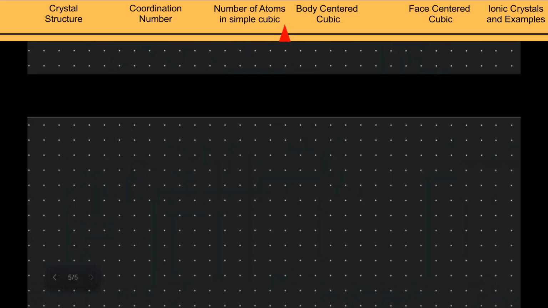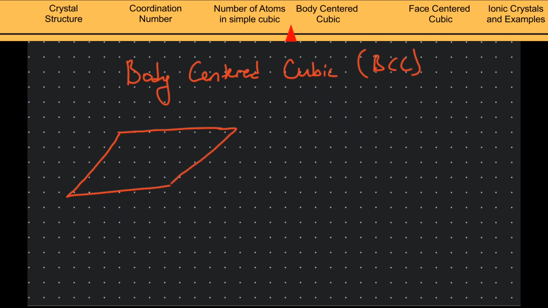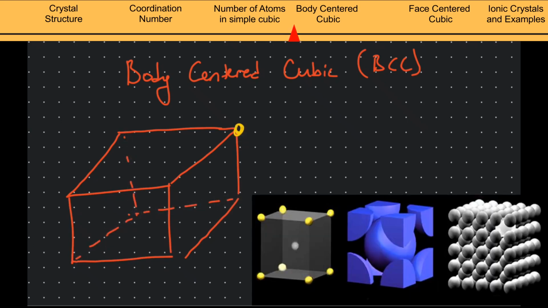We have also other types of cubic cells. The other one is body-centered cubic, or it is called BCC. In body-centered cubic, we have a central atom, and we have the other atoms at the corners. So we have the atoms at the corners, and we have a central atom. So at the center we have another atom.